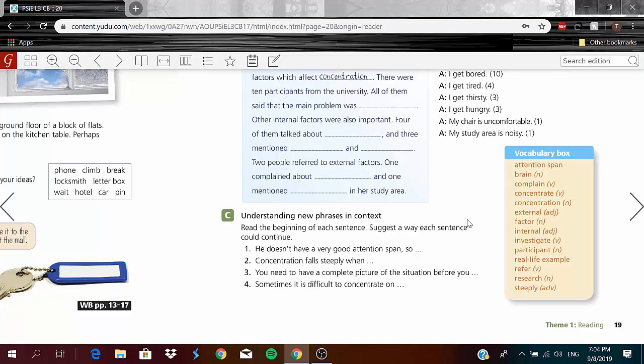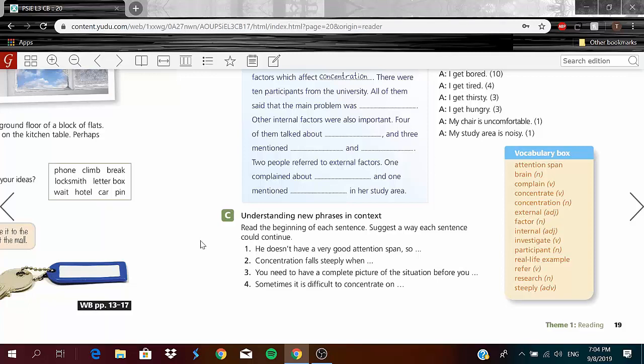brain, complain, concentrate, concentration, external, factor, internal, investigate, participant, real life example, refer, research, steeply. Okay, so now let's go to exercise C, understanding new phrases in context.